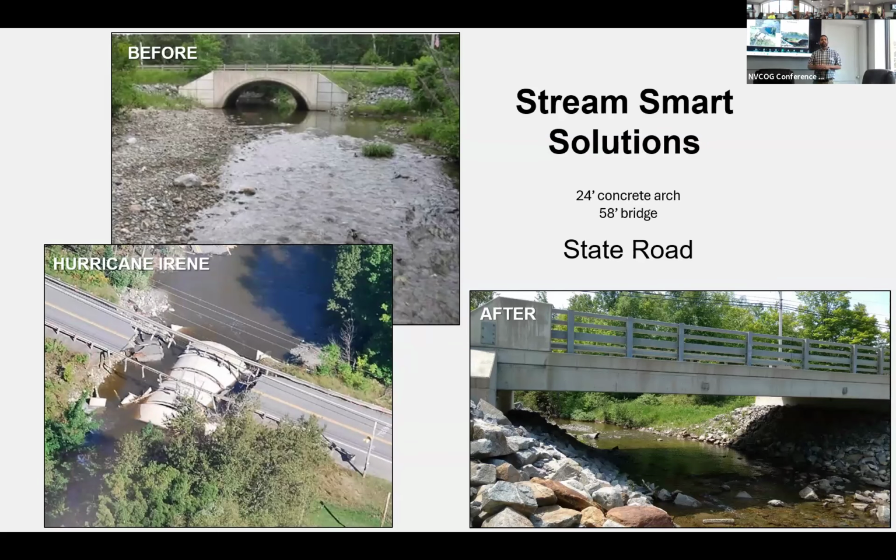So here are some examples of Stream Smart solutions. These are not in Connecticut. These are actually in Maine. This is a state road. The top image is before Irene. You can tell right there that the structure is not wider than the stream channel. The stream channel is much wider than that. Then after Irene, it blew out the road; the structure stayed, but the road is gone. And afterwards, they replaced it with a 58-foot bridge.